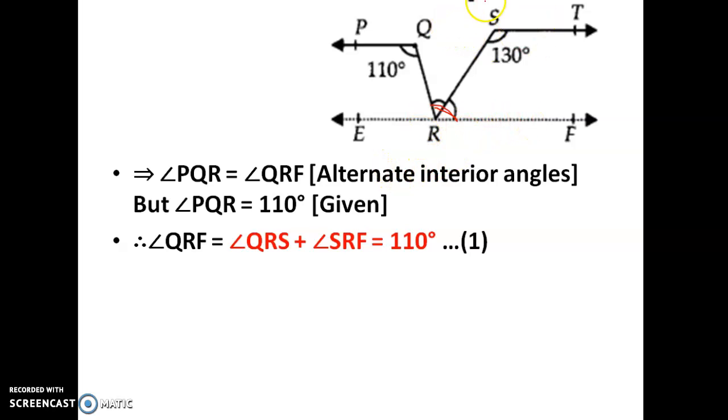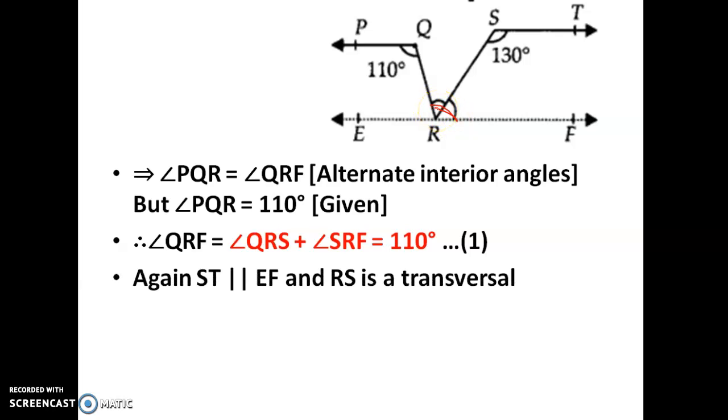So QRF, how can we write it? We can write it as the addition of these two. QRF is the addition of these two, QRS and SRF. These two added together make this whole angle. So again, ST is parallel to EF. So these two lines are parallel, ST and EF. Okay, RS is a transversal.